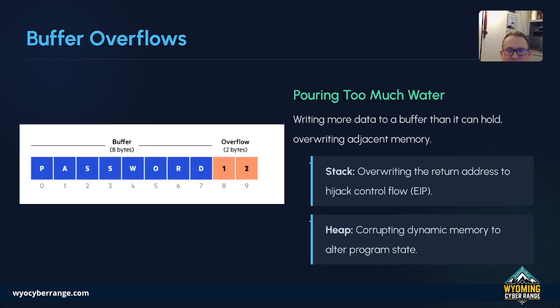Okay, so let's start with buffer overflows. Now, a buffer overflow is exactly what it sounds like. Think of it like pouring too much water into a glass. We're writing more data into the memory buffer than it was designed to hold. Now, what this is going to do is cause data to spill over and overwrite adjacent memory. If this happens, an attacker can overwrite the return address to hijack the program's control and target things like instruction pointers. Okay, that's the EIP. And if this happens, then we can mess with the heap. The heap is dynamic memory, and attackers can start attacking it and how the program itself behaves.